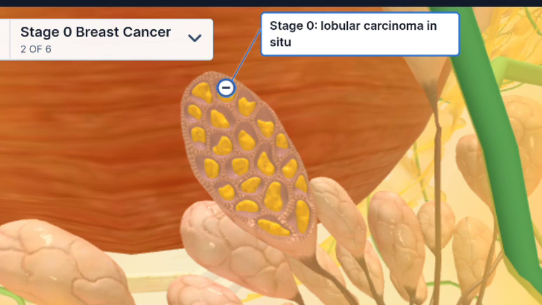What about the lactiferous ducts? Has any abnormal growth started there? Let's take a look.